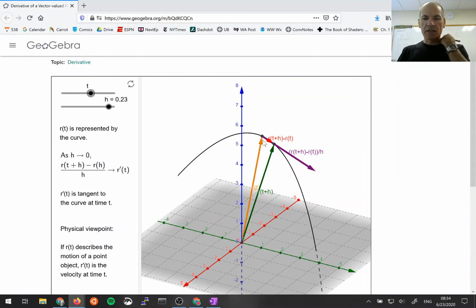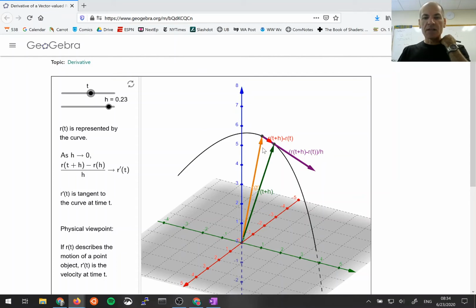One is the vector that goes to r of t. The orange vector points to the position r of t. The green vector points to the position r of t plus h. The purple vector points in the direction of displacement from r of t to r of t plus h.